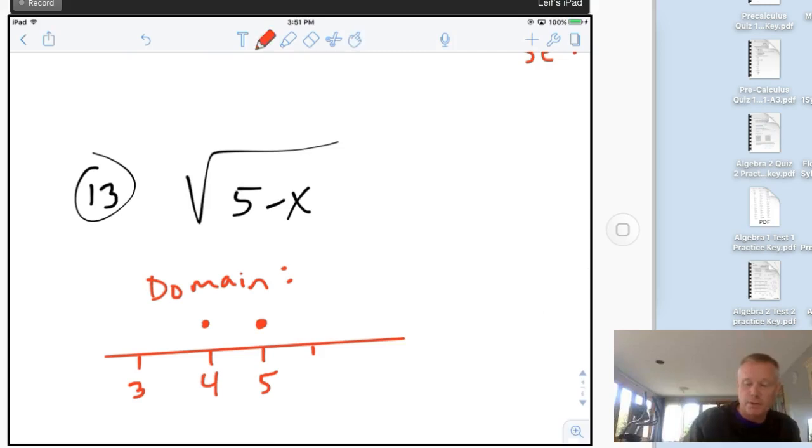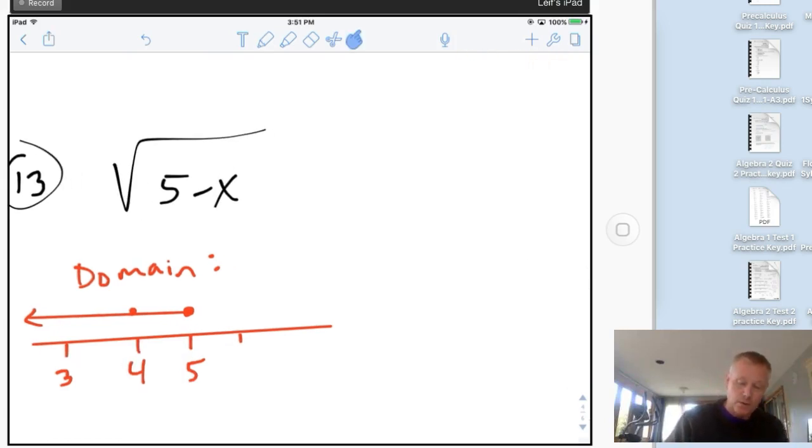I could plug in 0 and negative 1 and get square root of 6, which means that's my solution set. But I can't have 6 because 5 minus 6 is negative 1. Okay, so it would be like this. If you wrote it as an inequality, it'd be x is less than or equal to 5, which means if I put it into bracket notation, it goes from 5 to negative infinity.